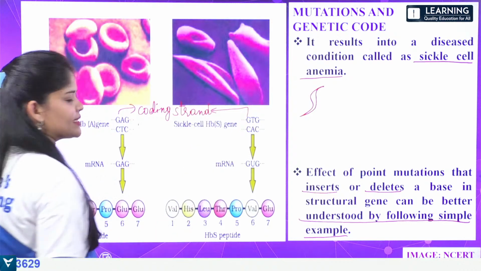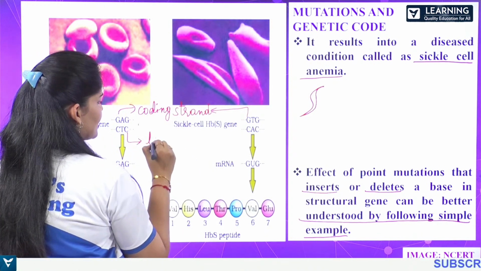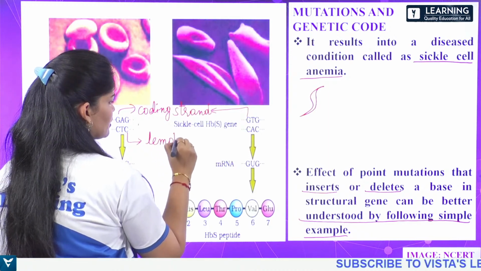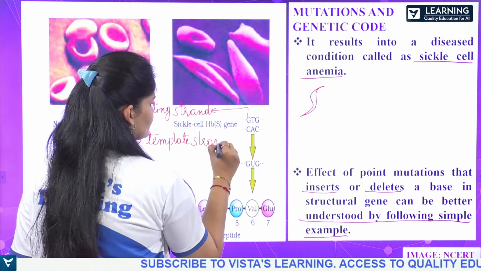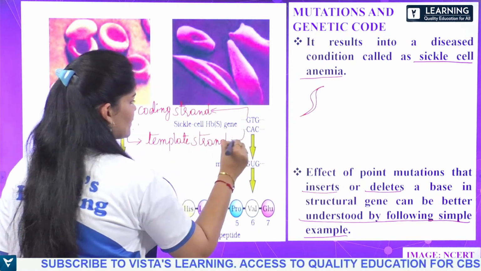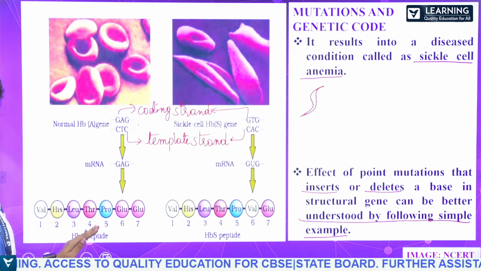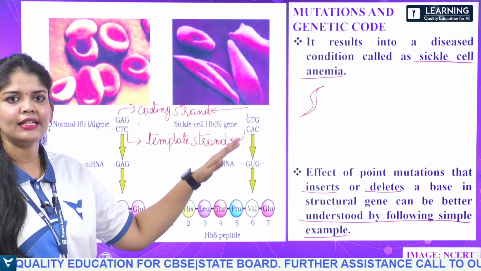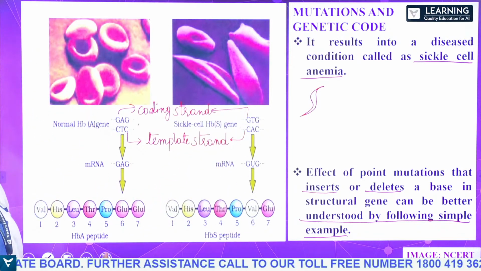This will be your coding strand, and the other strand is the template strand, right? Here we can find the normal gene as well as the sickle cell hemoglobin, that is the HbS gene. What happens in the normal gene?